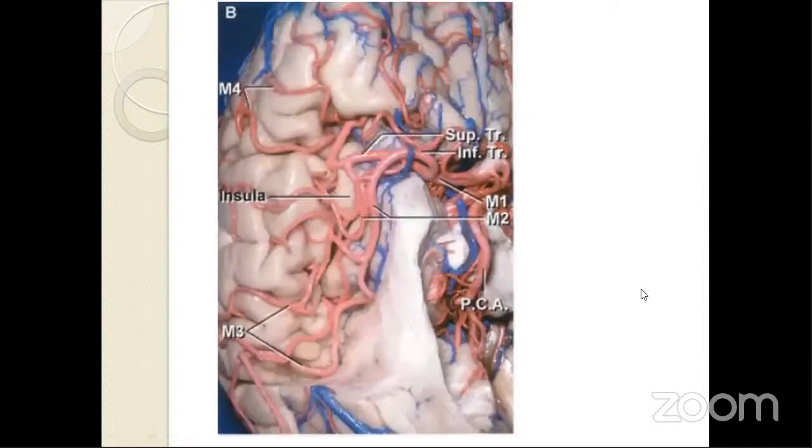So in this image, as we have discussed, we can see the superior trunk and the inferior trunk of the M1 segment. This one is the superior trunk and this one is the inferior trunk. This is the genu, and it further goes down and continues as the M2 segment of the middle cerebral artery. And this is on the opercular surface. These are the M3 segments of the middle cerebral artery, and the M4 segment, that is the cortical segment that supplies the lateral surface of the hemisphere.